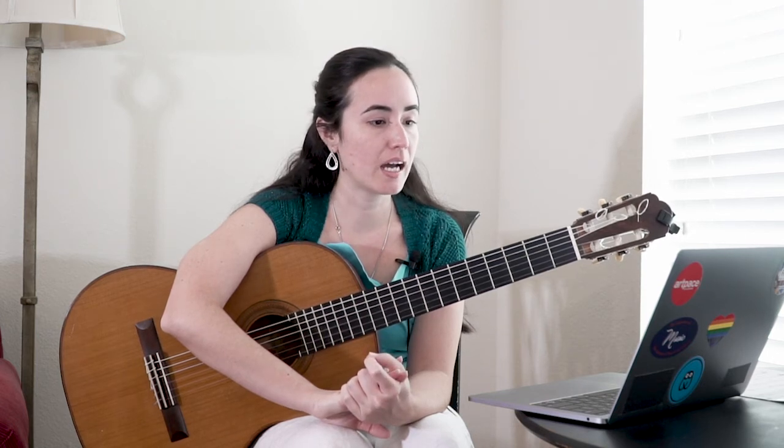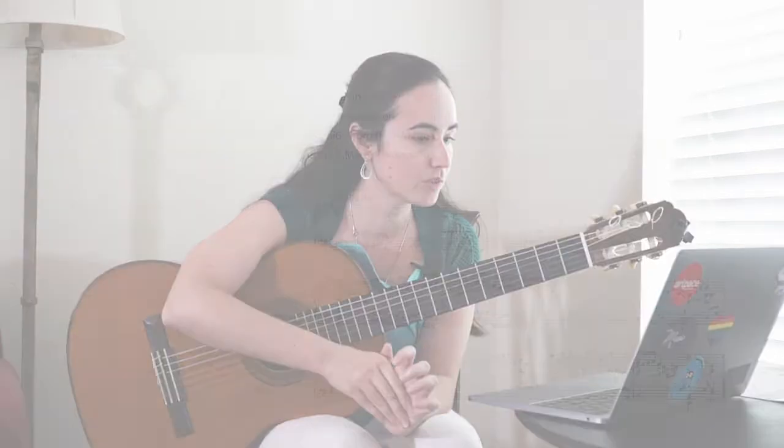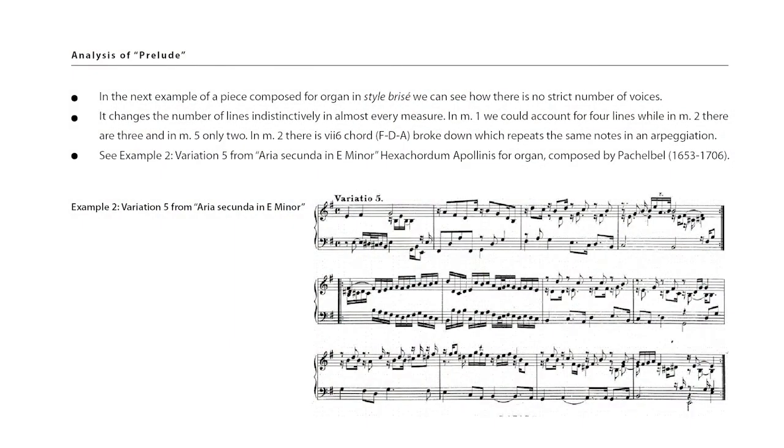We can see how there is no strict number of voices. In example 2, we can see how it changes the number of lines indistinctively in almost every measure. In measure 1, we can account for 4 lines. We can see 2 in the upper staff and 2 in the lower one. And then in measure 2, there are only 3. And in measure 5, after the bar, there are only 2.